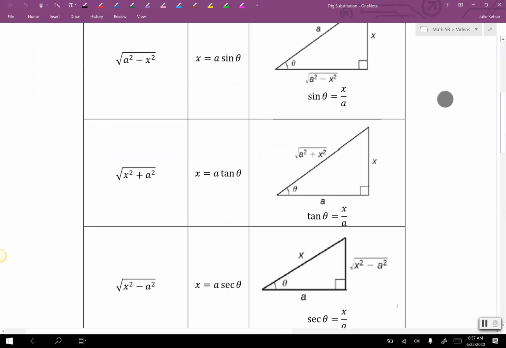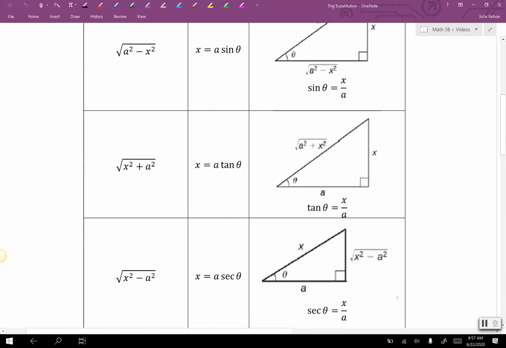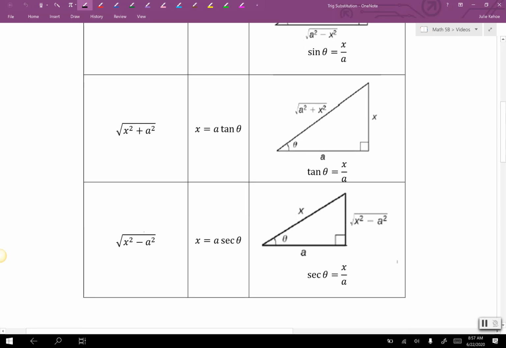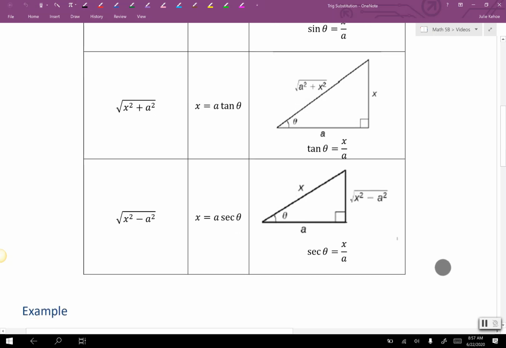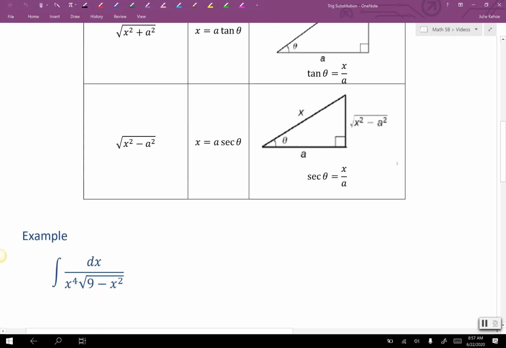Okay, there's the other two. When they're adding, instead of subtracting like the last one, I'm going to use a tangent, and when it's x squared minus a constant, I'll use secant. And those are the three different ways I would use this. So let's look at an example and let me show you the little shortcut.